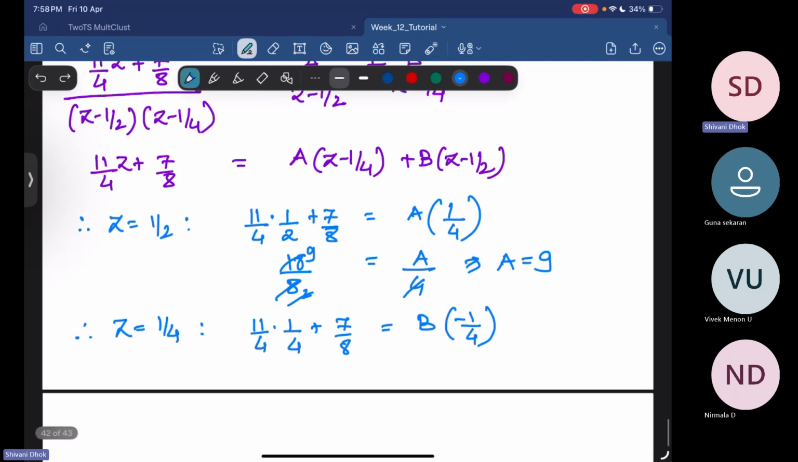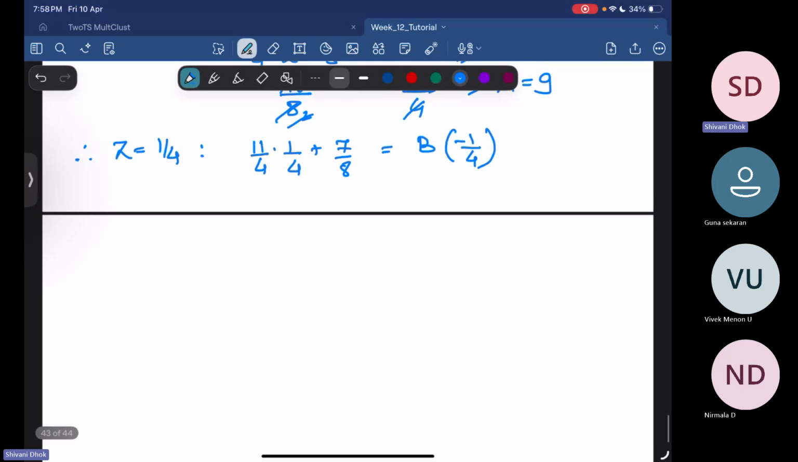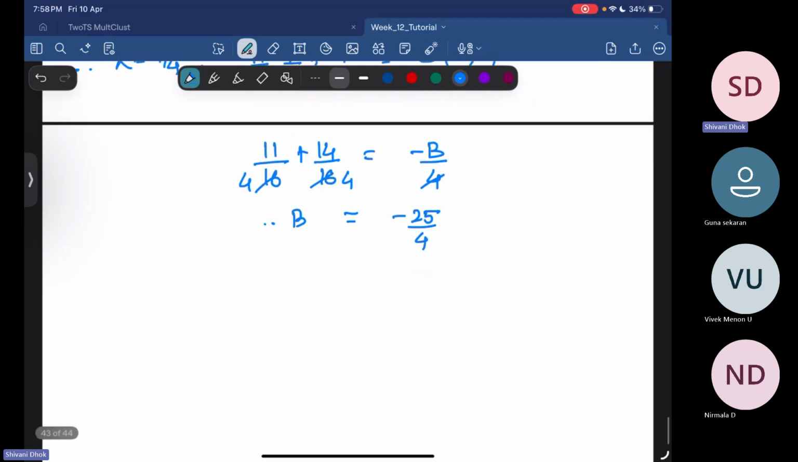So what do we have? So basically we have 11 by 16 plus 14 by 16, which is equal to minus B by 4. So we get a 4 here. Therefore B comes out to be equal to minus 25 by 4.